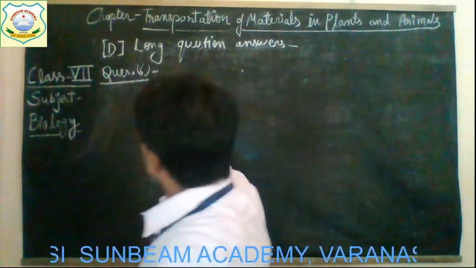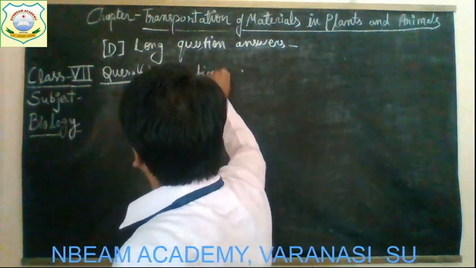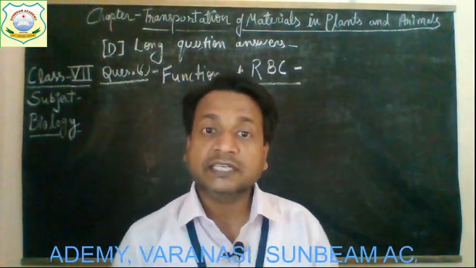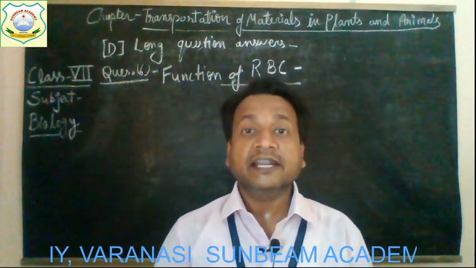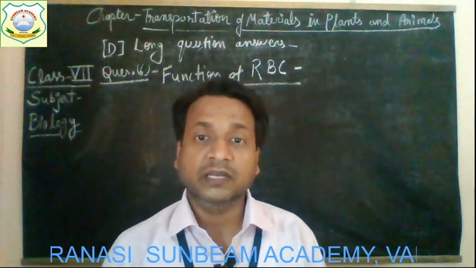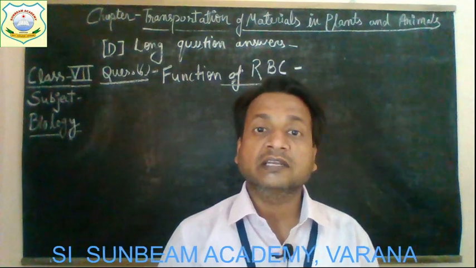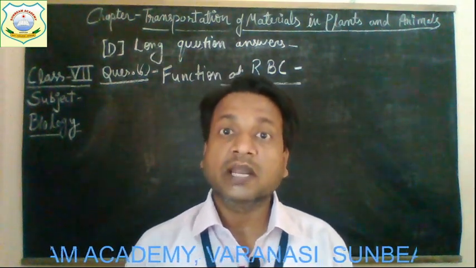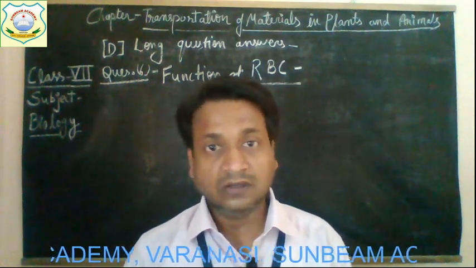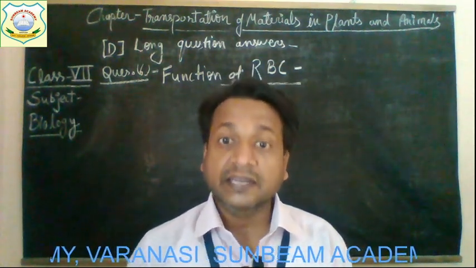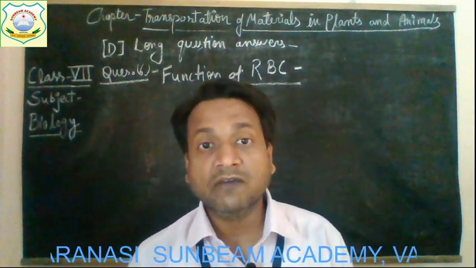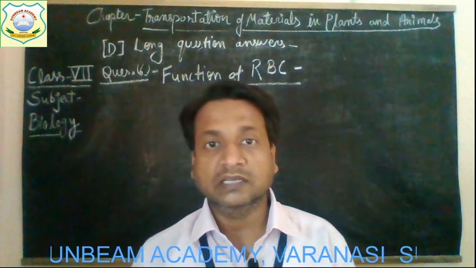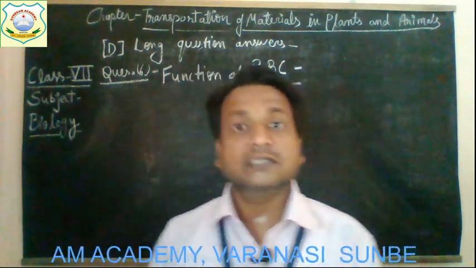So first of all, the function of RBC. What is the function of RBC? They contain a red colored protein called hemoglobin, and this hemoglobin absorbs oxygen and transports this oxygen to all the cells all over our body. So this is one of the very important functions of RBC. It carries oxygen because of the presence of hemoglobin and transports this oxygen to all the cells of our body.